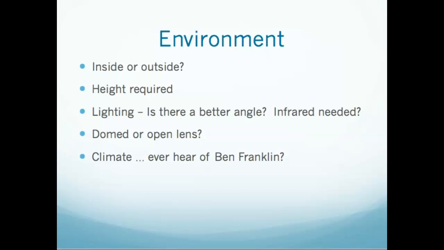Whereas if you have a bullet camera and it's pointed in one direction, everybody knows where it's going. So in that environment, do you want people to know exactly what you're looking at, or do you not?